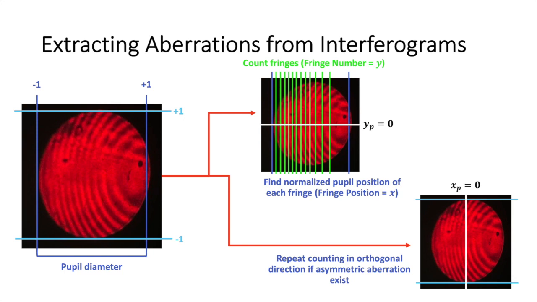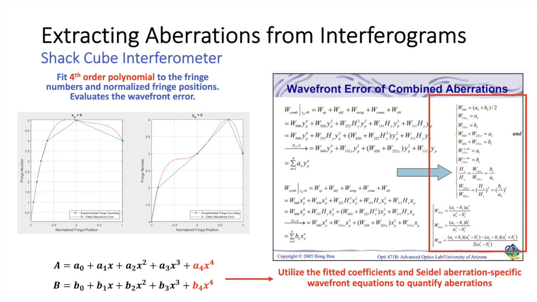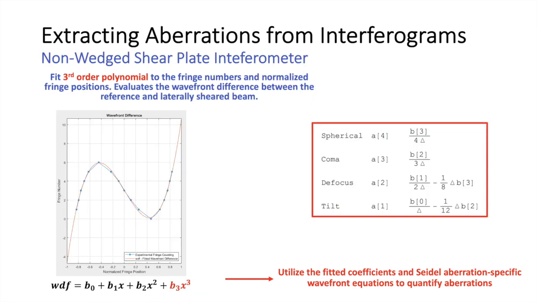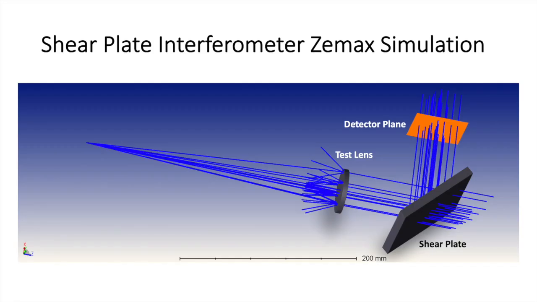We're able to quantify the amount of aberration in the system by plotting the fringe number as a function of pupil coordinate for both setups. Fitting a polynomial to that curve gives the wavefront error coefficients. For a Shack cube, these coefficients are found by fitting a third-order polynomial and using the equations here. A shear plate curve is fitted with a fourth-order polynomial, and the coefficients are found using these equations. Next, we can compare the shear plate and Shack cube interferometers in ZMAX.